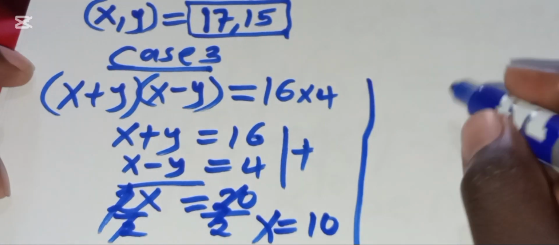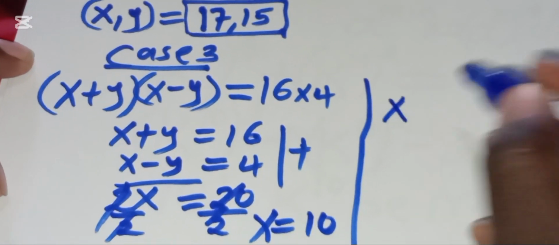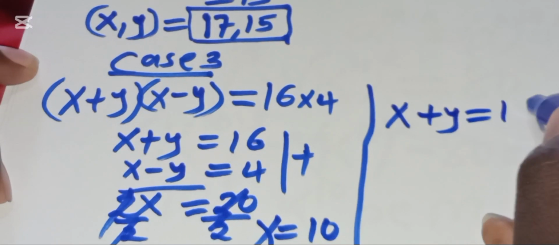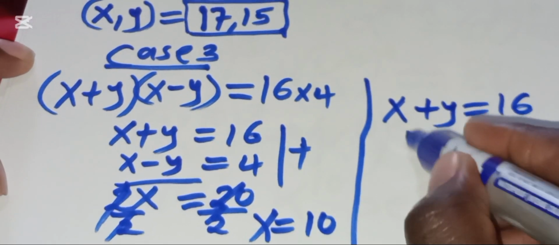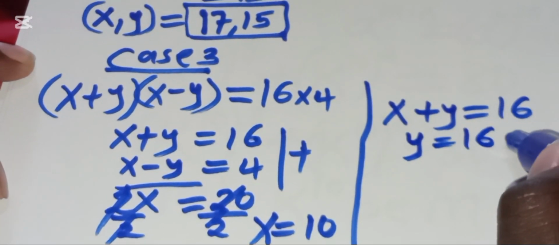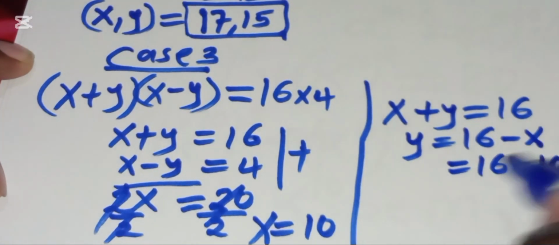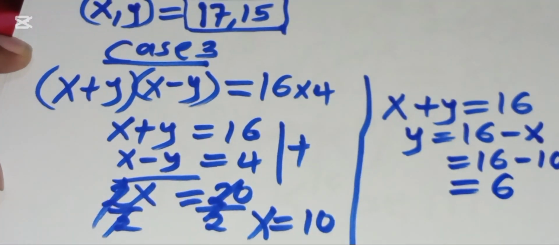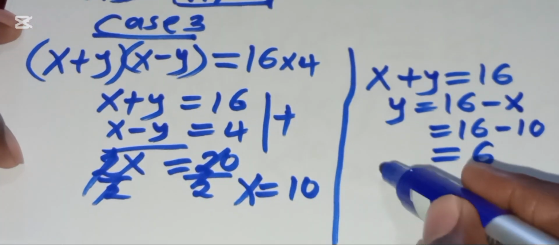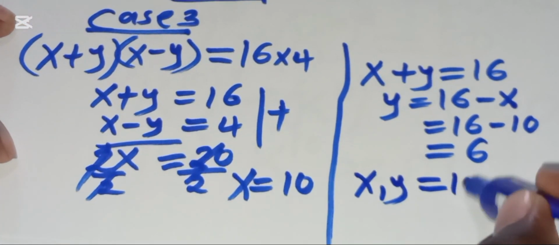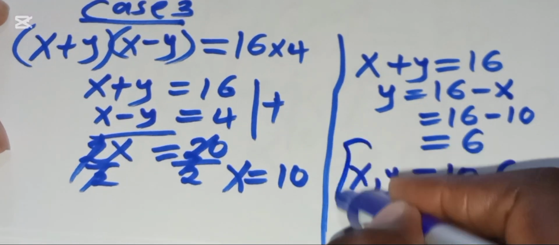Let's solve for the corresponding value of y. So we can substitute into one of the equations. We'll have x plus y equal to 16. So that means y is equal to 16 subtract x, so we'll have 16 subtract 10, which is equal to 6. So the second set of solution is equal to 10 and 6.